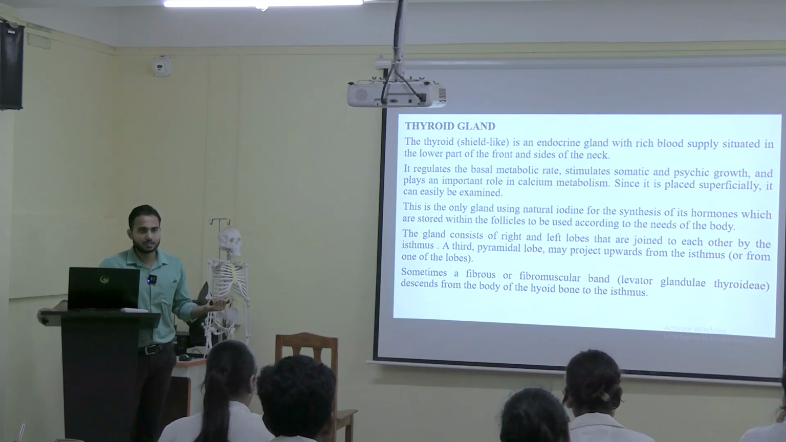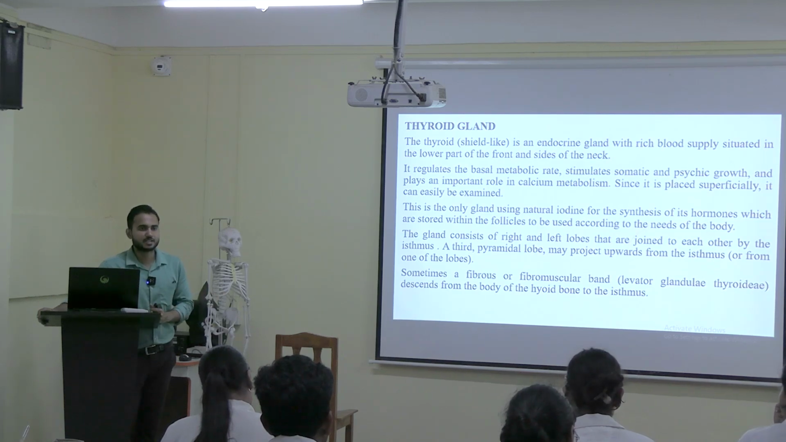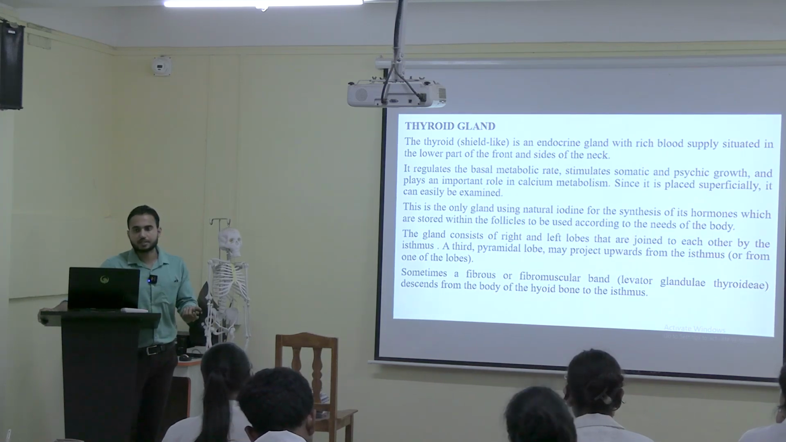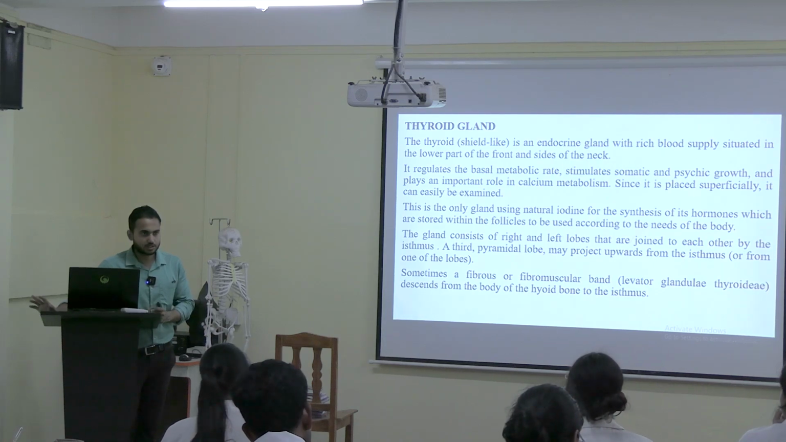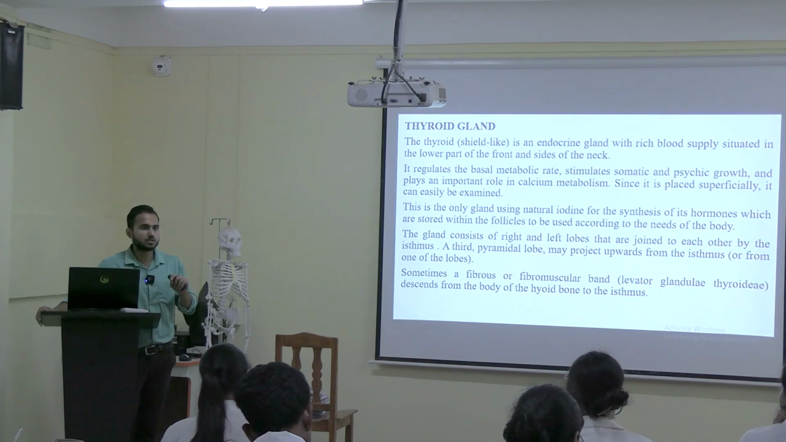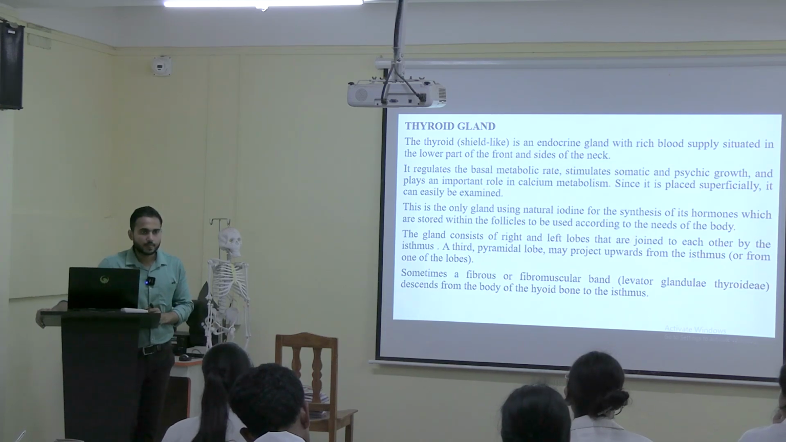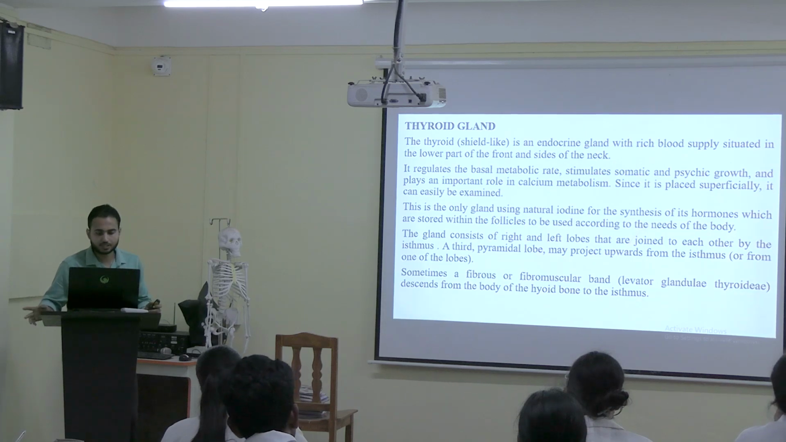This is the only endocrine gland which depends on an external source, that is iodine, and iodine cannot be produced in our body. That's why it is completely dependent on the external source. Whatever we are eating, from there it is getting the iodine. Next, the thyroid is the largest endocrine gland of our body. Among all the endocrine glands in our body, the thyroid is the largest. These are some important peculiarities of the thyroid gland.